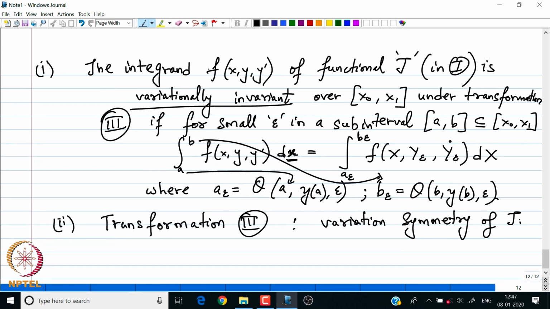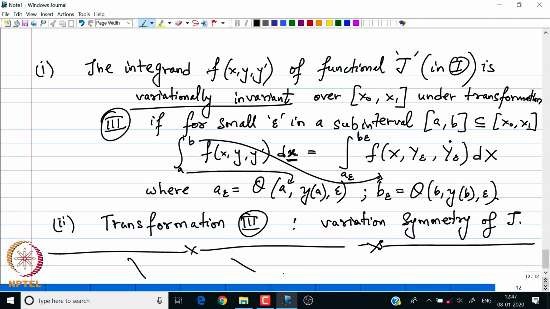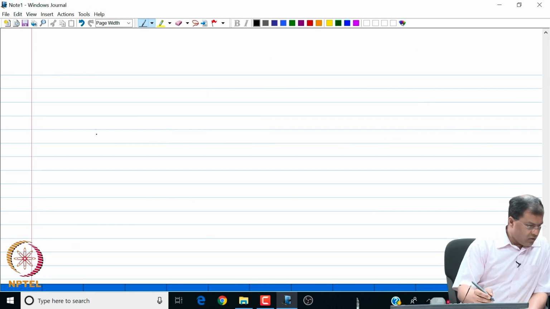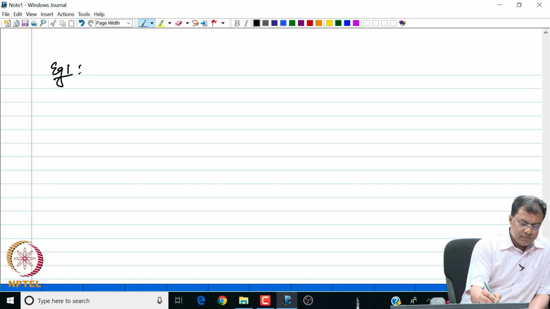So, what have we got here? Let us look at all these statements through some examples, then the idea will be clear. So, let us look at an example.